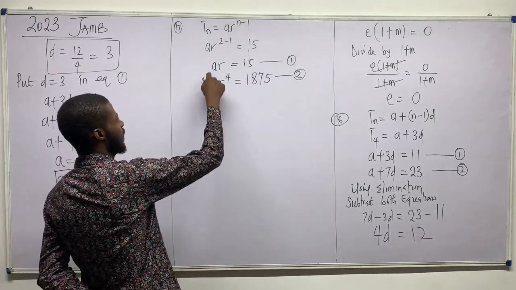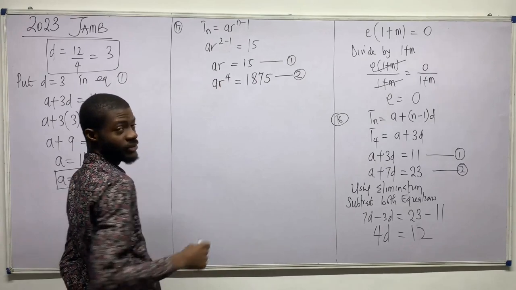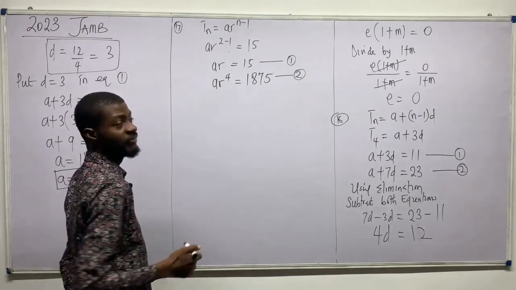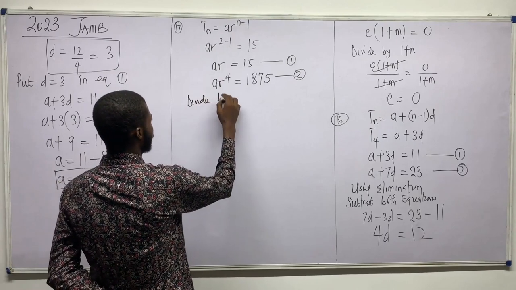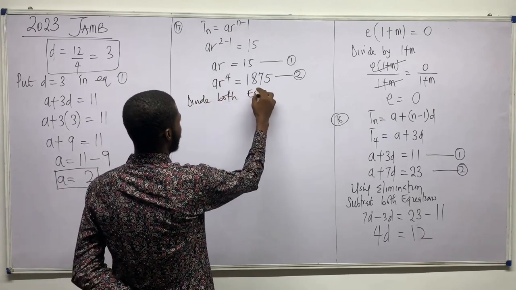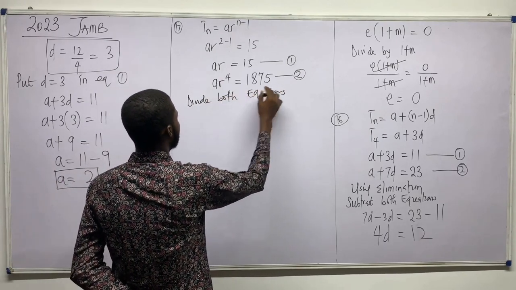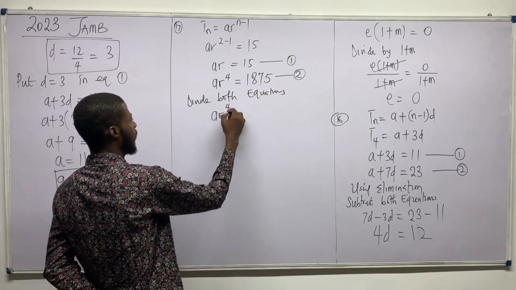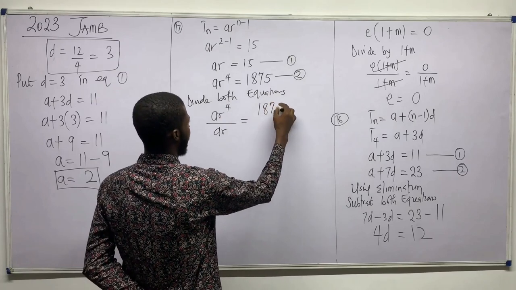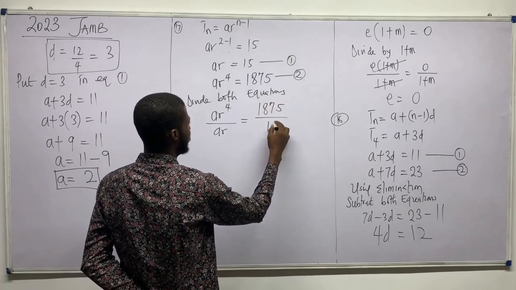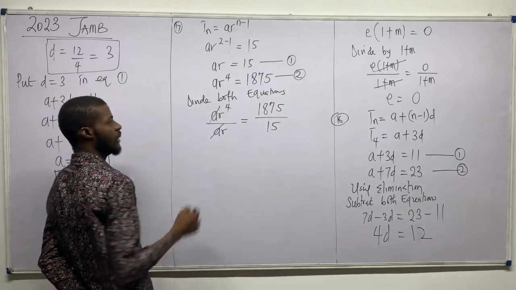Looking at these two, I cannot say let me add or subtract. What can I do? I can divide instead. So I'll divide both equations. This will become a r to the power of 4 over a r, equal to 1,875 over 15. a, we take away a.